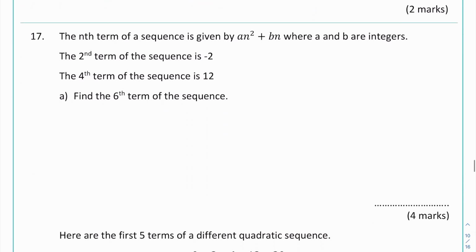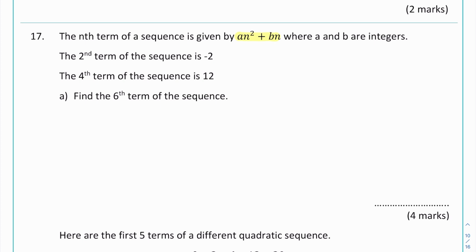This says the nth term of a sequence is given by an squared plus bn, where a and b are integers. The second term of the sequence is -2. The fourth term of the sequence is 12. Find the sixth term of the sequence.